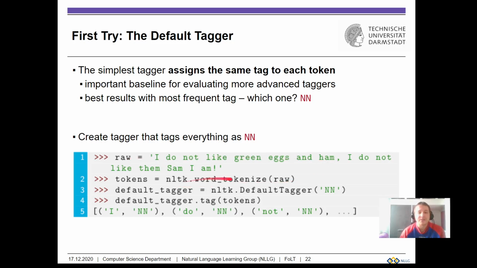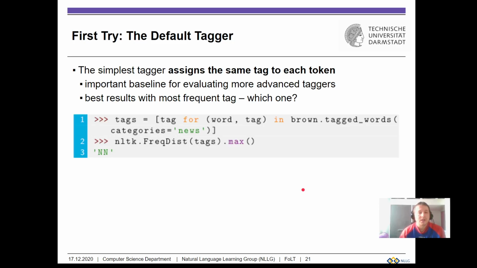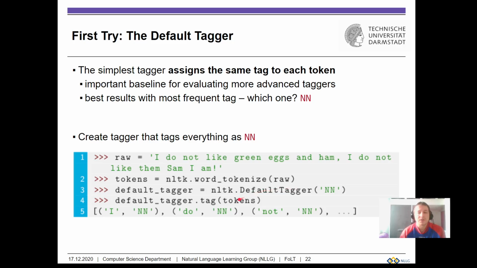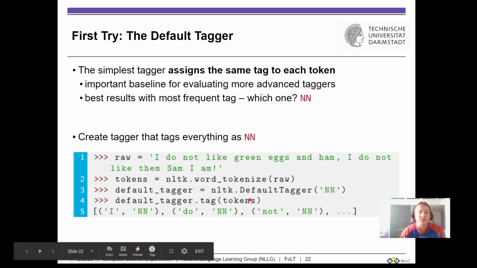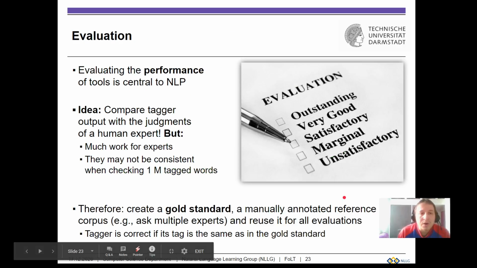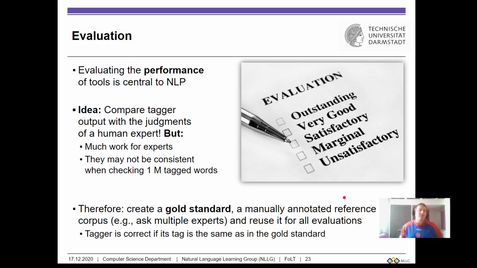We have a sentence, we tokenize it, we apply our default tagger. This is apparently a standard class in NLTK, and we just say use noun, and then we tag the tokens, and of course everything comes as noun. So now that we have defined our very stupid tagger, let's evaluate it. And evaluation is a critical aspect of natural language processing also.